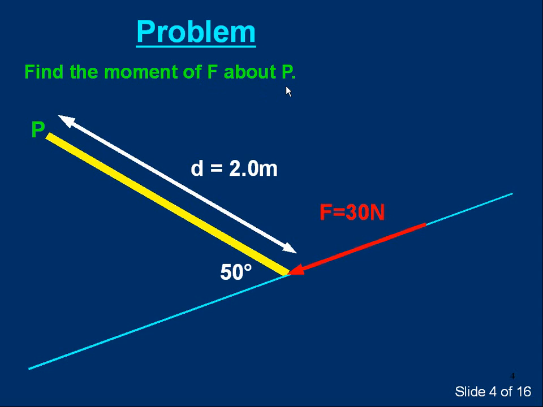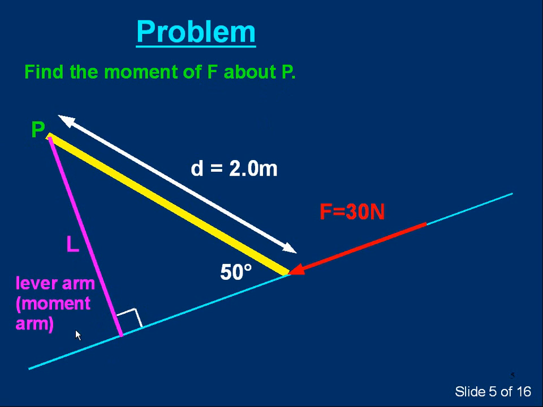Well, I hope you've tried it. The key method is to find the perpendicular distance from point P to the line of action. Let's draw it in. I've called it L, and it's perpendicular to the line of action. Now it's worth knowing that this distance L, the perpendicular distance from the point where we're taking moments about to the line of action, has got some names. It can be called the lever arm, or sometimes the moment arm. So if you ever see those phrases, lever arm or moment arm, it's simply referring to this perpendicular distance.